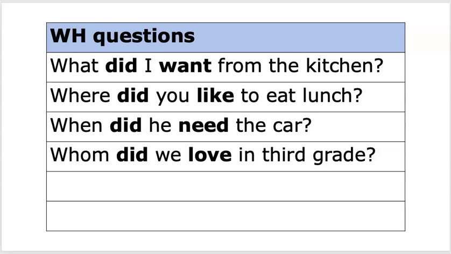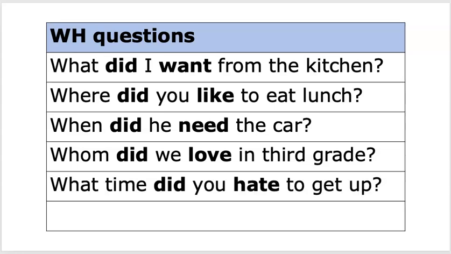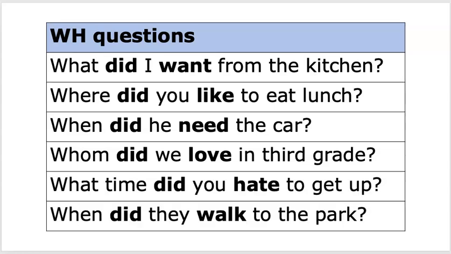Now notice, most people will use the word whom only in formal writing. It's very common for people to just say, who did we love? What time did you hate to get up? When did they walk in the park? And for all of these questions, we could also use a negative form by saying didn't instead of did. Where didn't you like to eat lunch, for example?